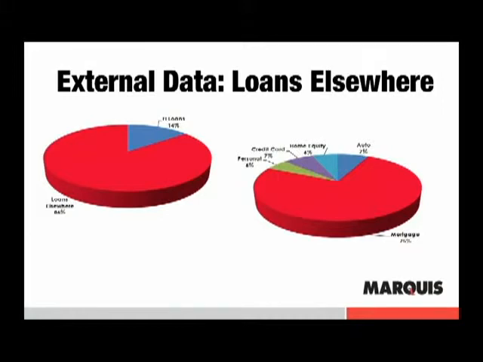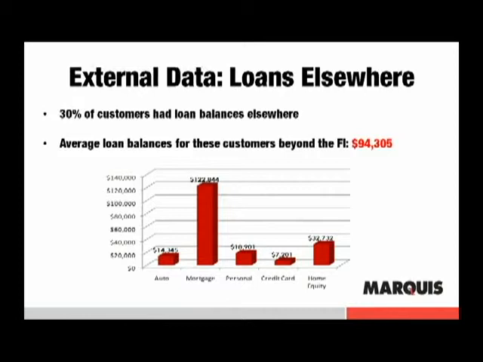What we found in looking at them was that about 86% of loan balances held by current households were going elsewhere. The pie chart to the right shows a breakdown of where those balances were coming from. The bulk comes from mortgage, not a surprise, but there's a significant representation by these other types of loans as well. So you can see definite opportunity just in looking at balances going elsewhere by current households. In addition, we identified that 30% of customers on average had loan balances that they were bringing somewhere else, and the average loan balance they were taking elsewhere was just over $94,000.